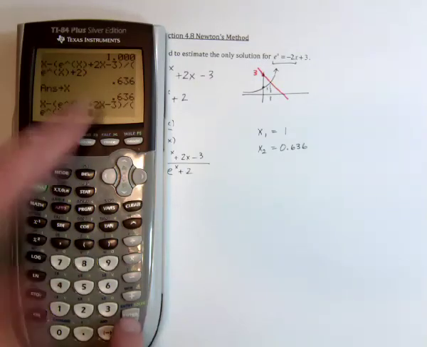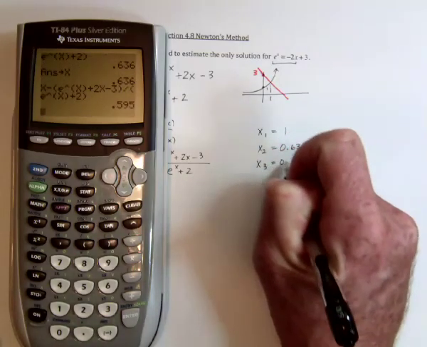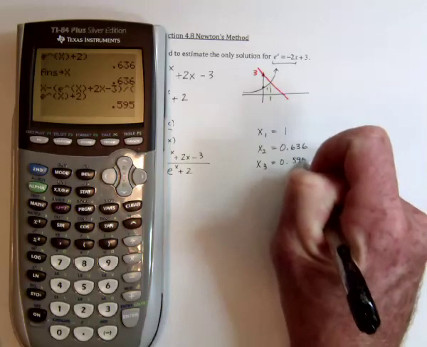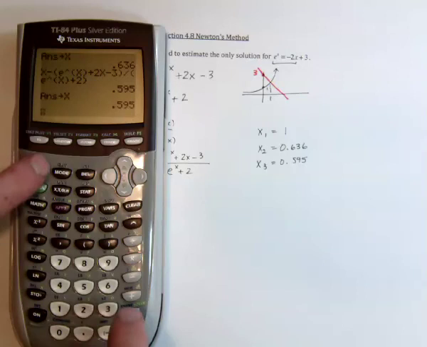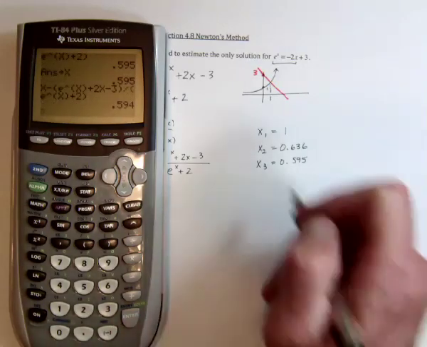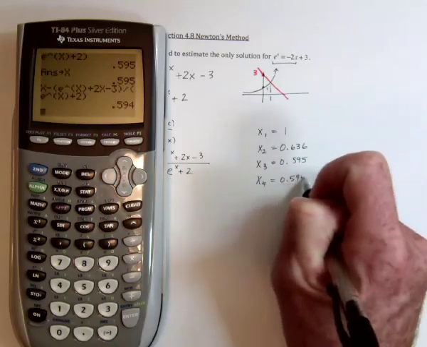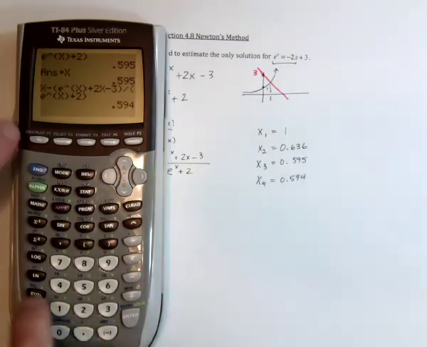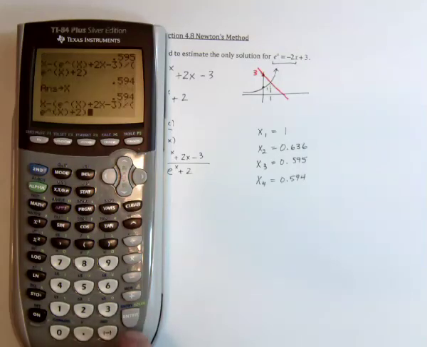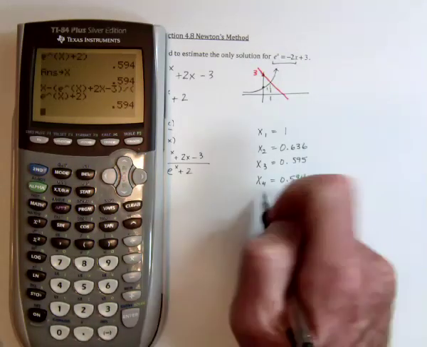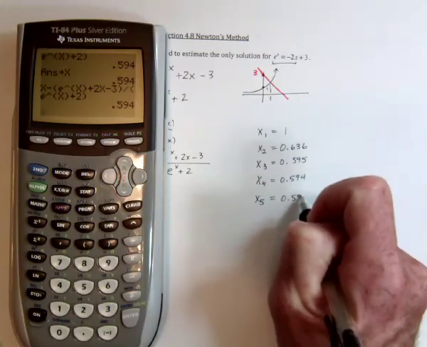So now it's going to take the 0.636 and substitute it in. And we get that x number 3 equals 0.595. And then store that as x. Second enter, and we're almost there. 0.594. And when you do this twice in a row and get the same thing, you're done. There it is. 0.594.